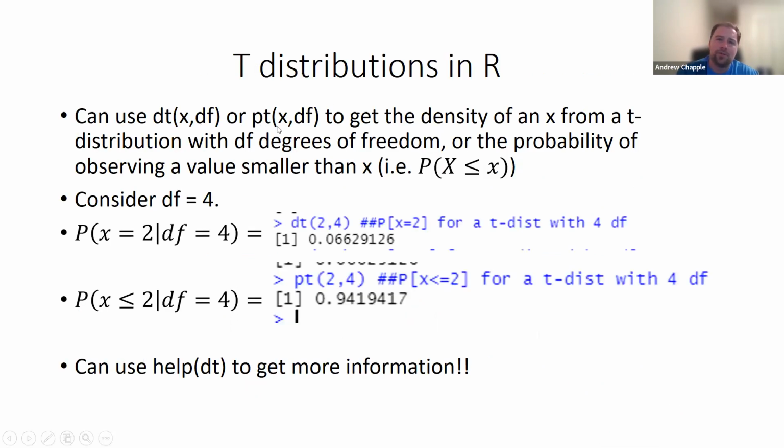So for t-distributions in R, you can use dt to get the density of the test statistic, and you can use pt to get the probability of observing a value smaller than or equal to that. So the probability of observing X equal to 2 from a t-distribution with 4 degrees of freedom is 6%, so 0.06. And the probability of observing an X less than or equal to 2, given 4 degrees of freedom, is 94%. You can also use help(dt) for this.